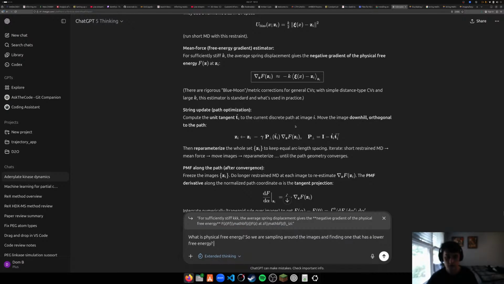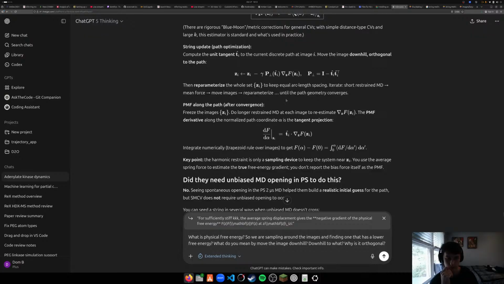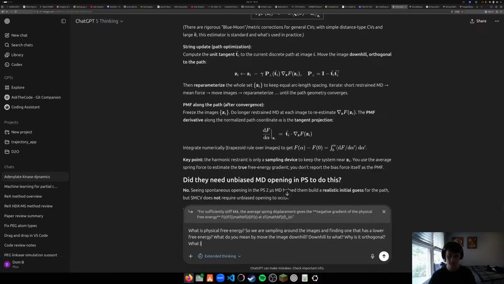Compute the unit tangent to the current discrete path at image i. Move the image downhill orthogonal to the path. What do you mean by move the image downhill? Downhill to what? Why is it orthogonal? What is arc length spacing?